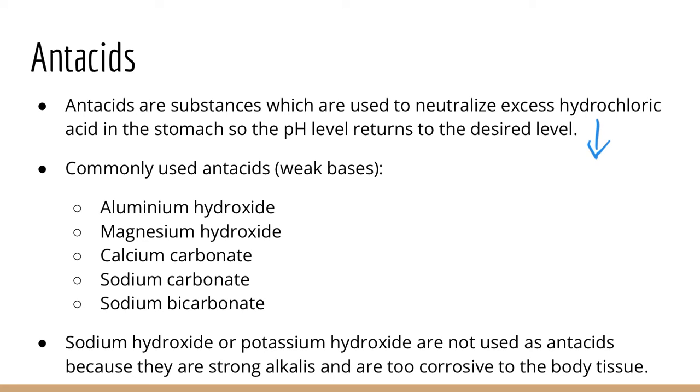Most of the antacids we use are weak bases. They are things like aluminum hydroxide, magnesium hydroxide, as well as some of the carbonates. So calcium carbonate, sodium carbonate, and sodium bicarbonate. This is also baking soda, essentially. We don't use strong bases like sodium hydroxide or potassium hydroxide because they're too strong and too corrosive to body tissues. So essentially, they would destroy your esophagus on the way down to the stomach, and that kind of defeats the purpose of taking an antacid.